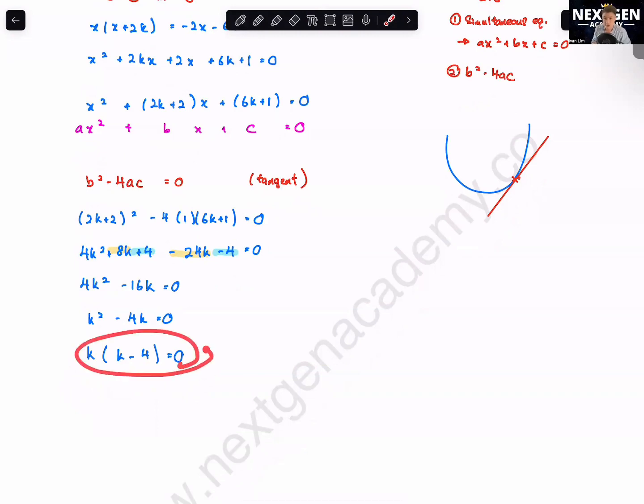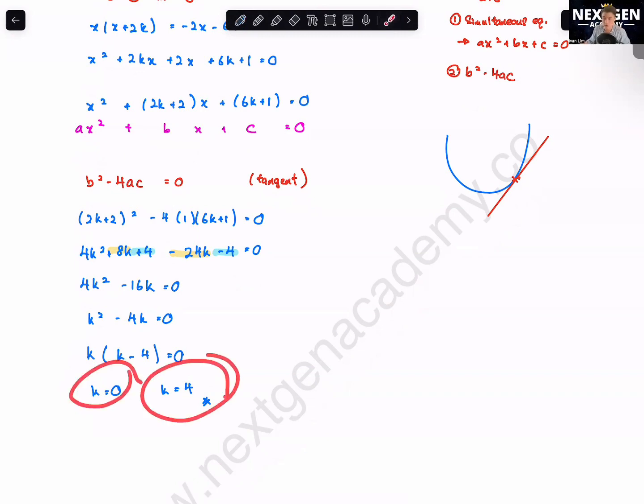When we do this, you have to factorize it instead of dividing it by k. This is the proper way. So here, k equals 0, then k equals 4. So this will be the answer. They say they want the non-zero value of k. So by right, you just show both the answers. This one actually you don't need to reject it also, but you just show this one.